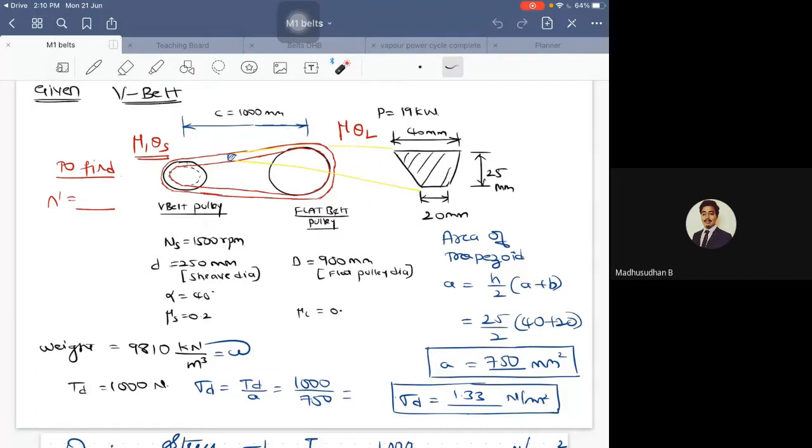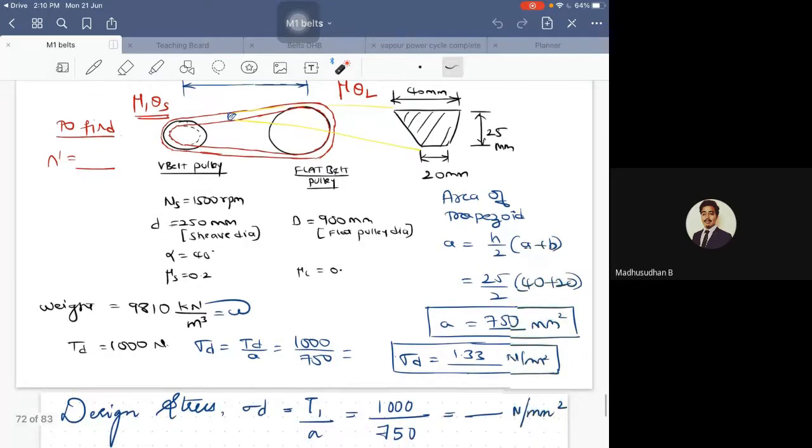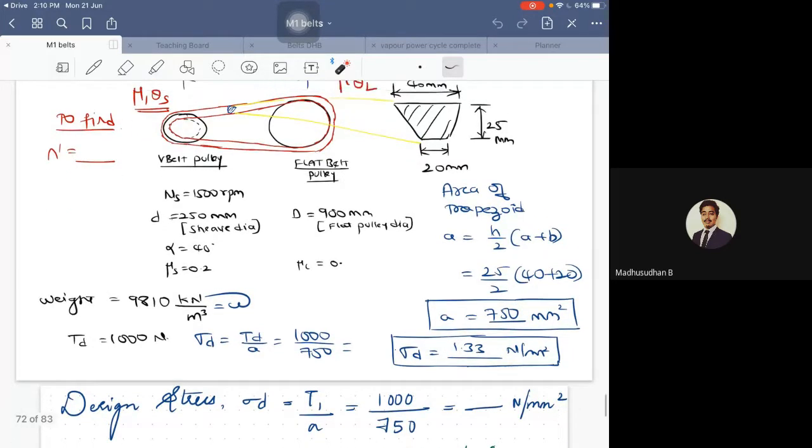We have come to a conclusion at the end of our discussion that we will calculate both the values, and whichever is less, we will pick that particular value. So we will calculate one by one today. Okay, shall we start?